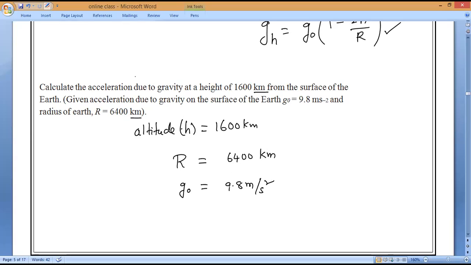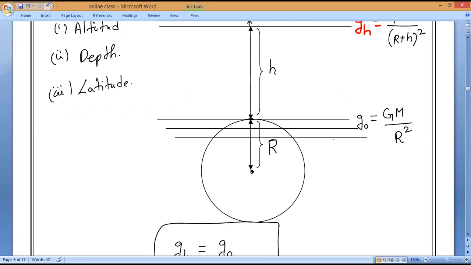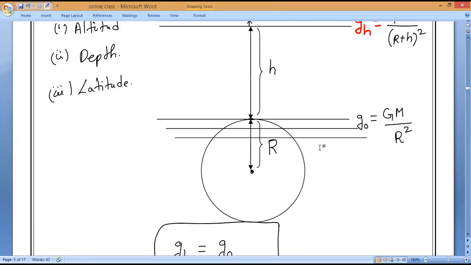Now, shall we find it easily? Which formula do we have to use? G naught divided by the whole square of 1 plus h divided by r. That is what you have to use. So, all of you use that formula.